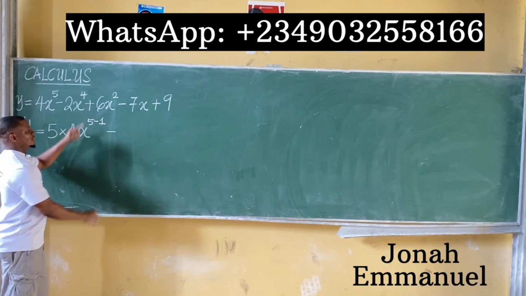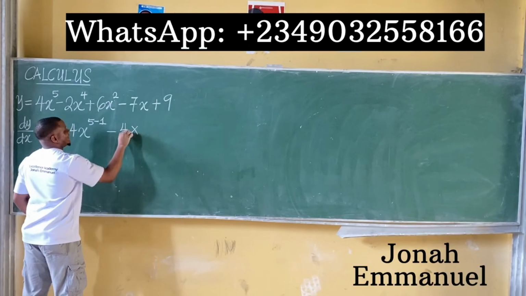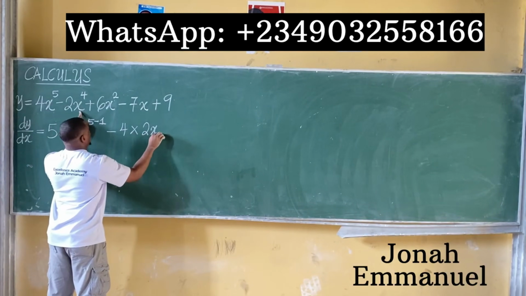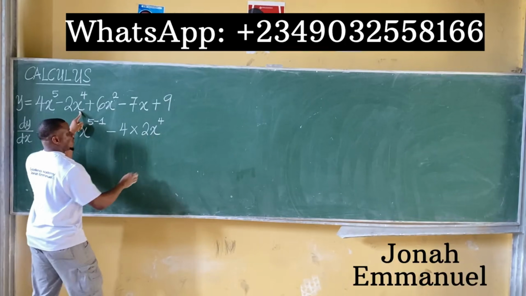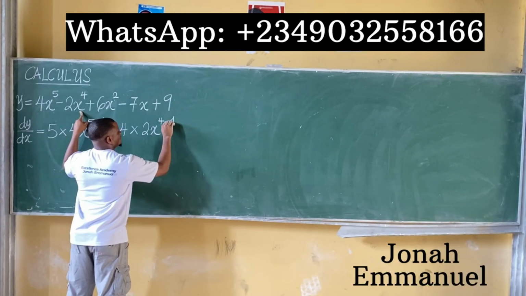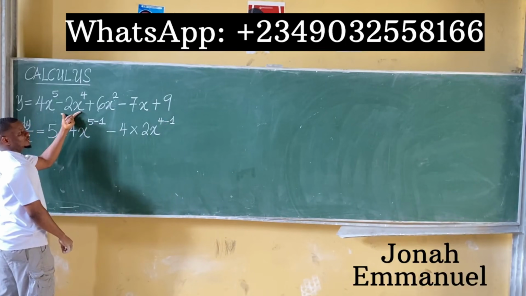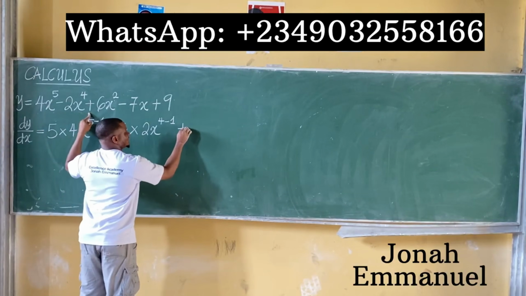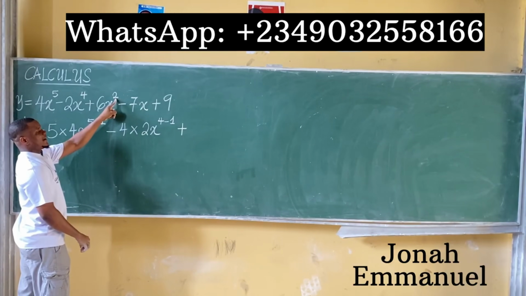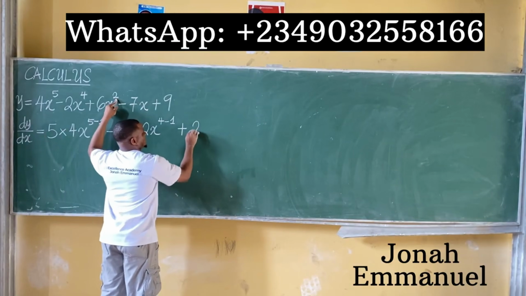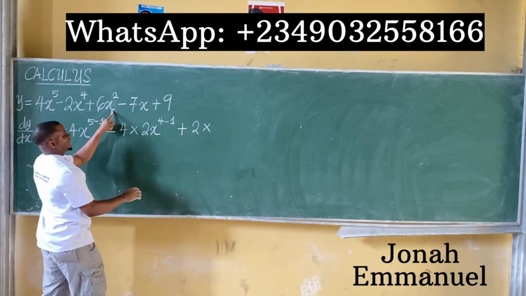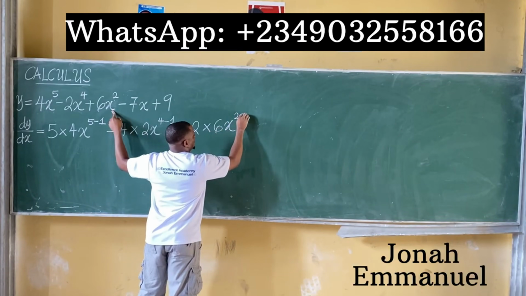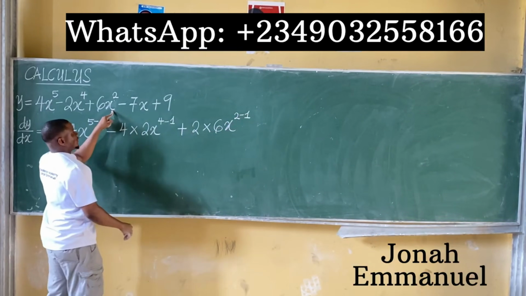Next up, look at the power. What's the power here? So it becomes 4 times what you have here. Here I have 2x to the power what there? 4. Subtract 1 becomes minus 1. This one is done. Come to the next one. Before this, I'm seeing a plus here. So plus. For this one, what's the power here? 2. Multiply by the power. So 2 times what I have here, 6x to the power 2. Subtract 1, minus 1.